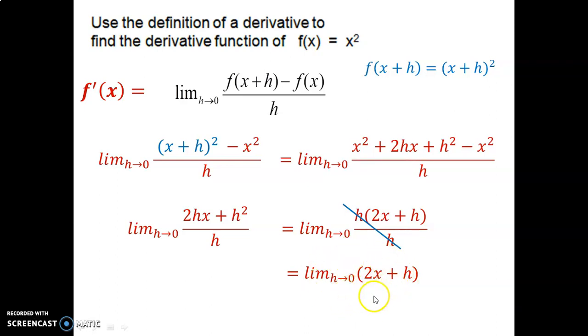What is it? What happens when you put 0 in there? What do you get? Well, we get 2x, and 2x is our derivative then. Notice the limit is gone, we're left with just the derivative is 2x. So there's your function, there is its derivative.